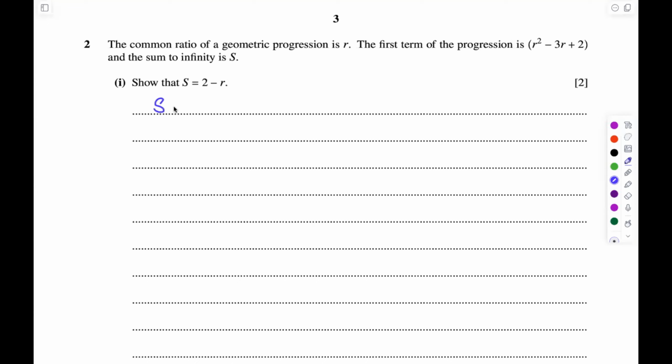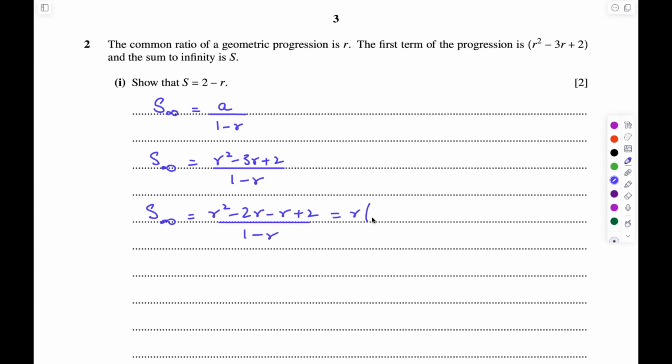Now, we know that the formula for sum to infinity is given by a divided by 1 minus r. So in this question, a is given as r squared minus 3r plus 2, divided by 1 minus r. Now, factorizing r squared minus 3r plus 2, when we middle term break it, that will become r squared minus 2r minus r plus 2, and this is being divided by 1 minus r.